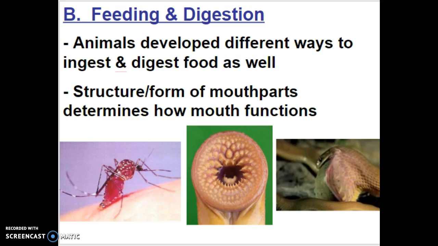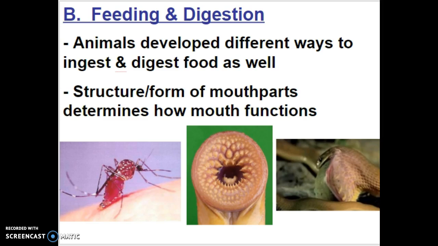For example, the mosquito on the very left, their mouth is structured as a long tube-like appendage, so they can use it sort of like a hypodermic needle to get the blood nutrients from whatever animal they happen to be taking it from.